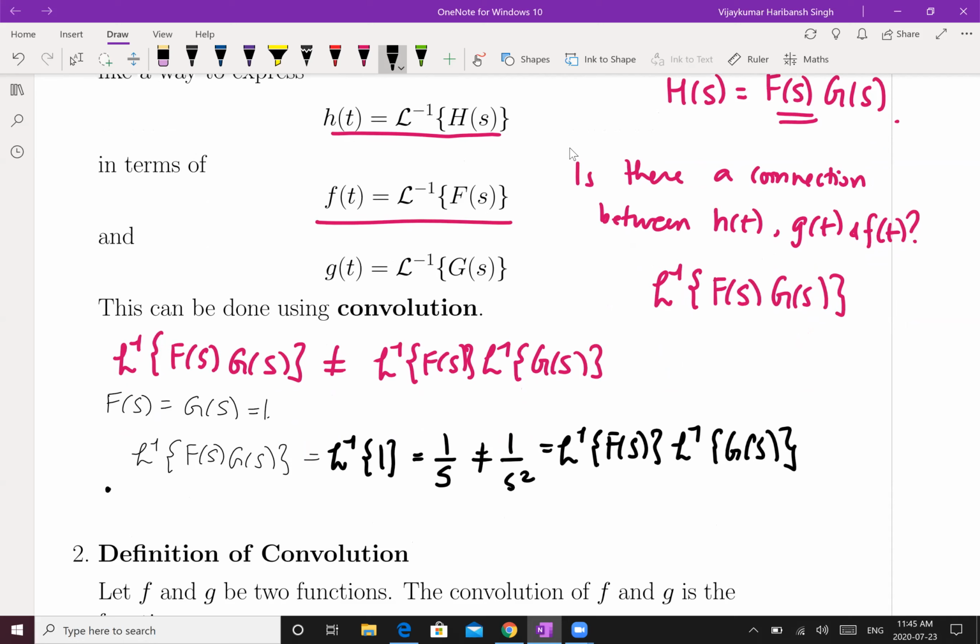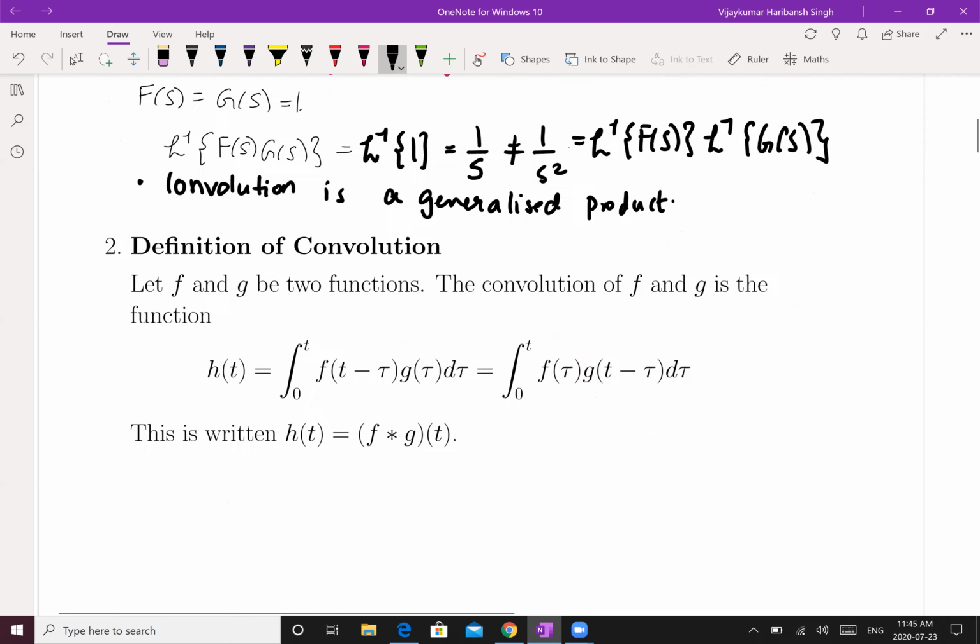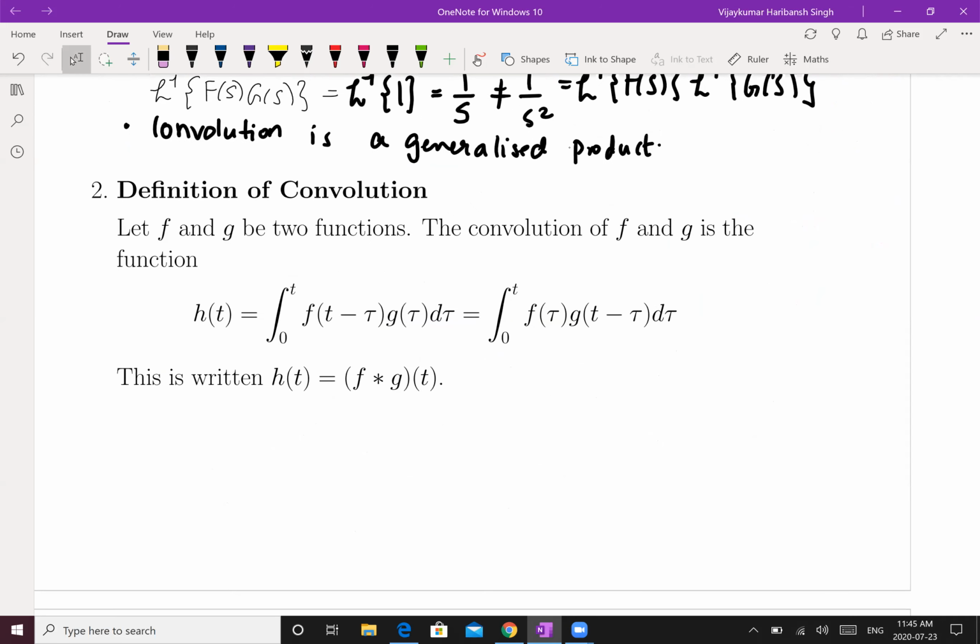So convolution is in some sense a generalized product. You should look at an example on Wikipedia of how the graphic works. But let's get to the mechanics of it. So let f and g be two functions, and we want to define the convolution of these two functions. So what is the definition of the convolution?